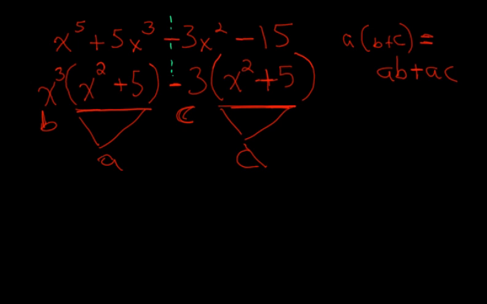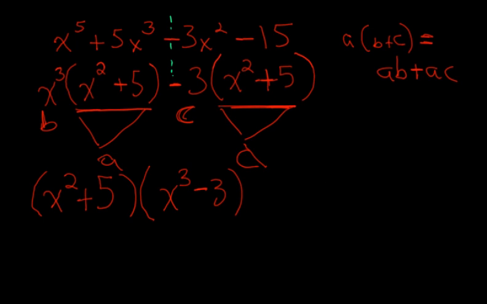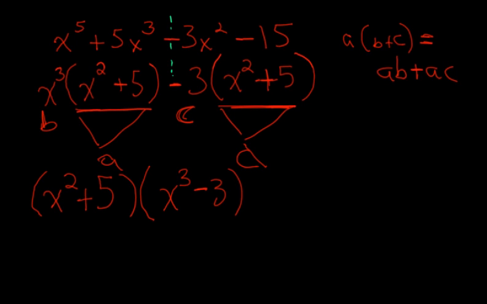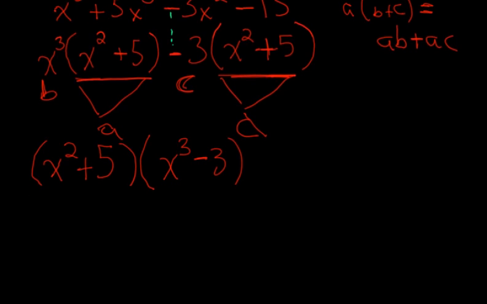So if I spread it back out, I can actually write this. I can take my parentheses terms and pull them out front: x squared plus 5 times what's left over, the b and c, x cubed minus 3. That works out really, really nicely as a way of factoring these.